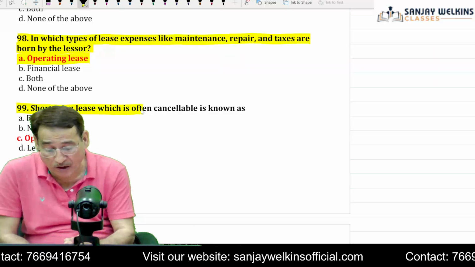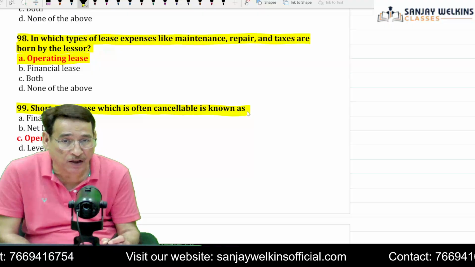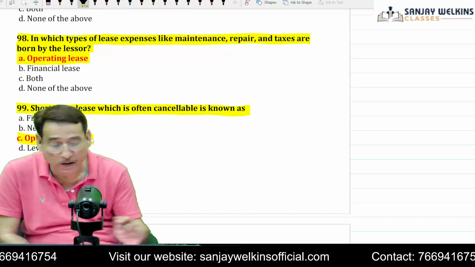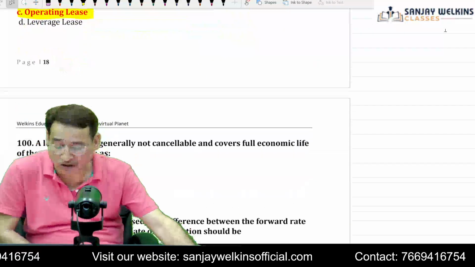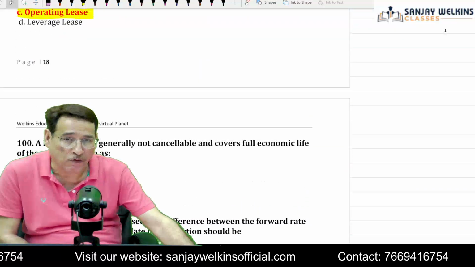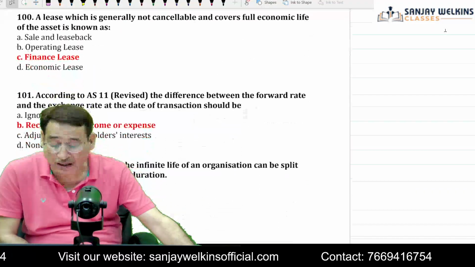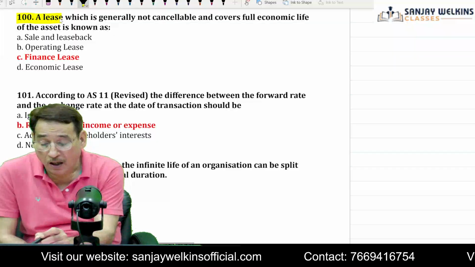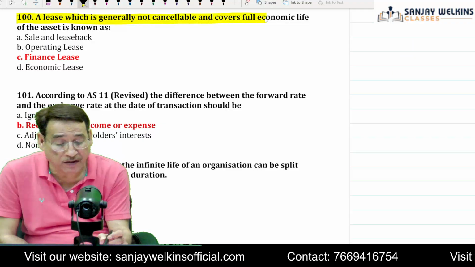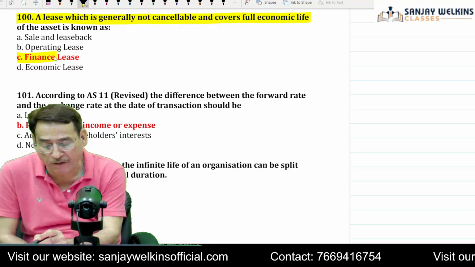99. Short-term leases which are often cancelable are known as operating lease. Correct? Operating lease can be cancelled, or revoked, but finance lease cannot be cancelled. A lease which is generally not cancelable and covers full economic life is finance lease.